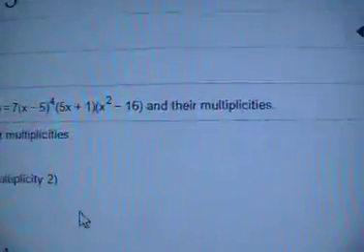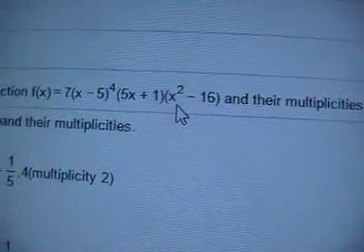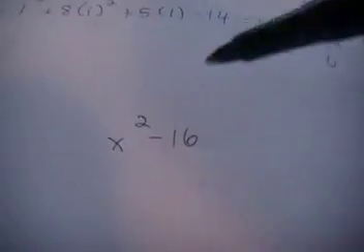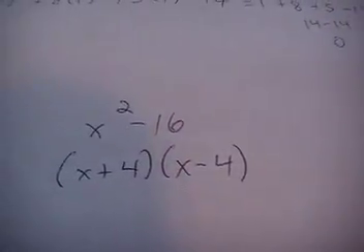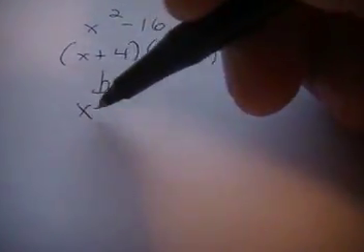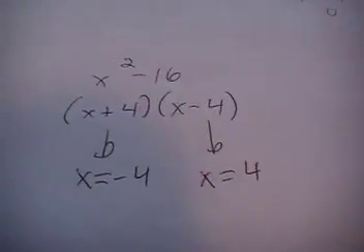Okay, so the last factor is x squared minus 16. But notice it's x squared. So we could actually factor that a little bit better. X squared minus 16, this is a type of factoring called difference of squares. One is x plus 4 and the other one's x minus 4. So there's two more zeros coming from this, -4 and +4, and they're each happening once, so they each have a multiplicity of 1.